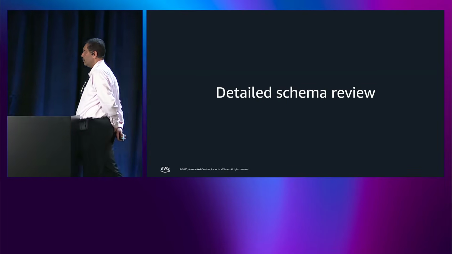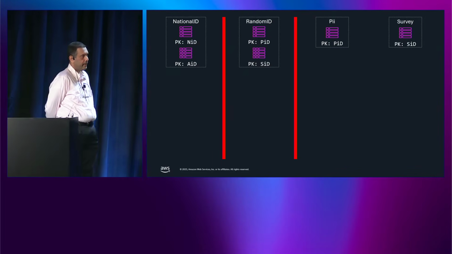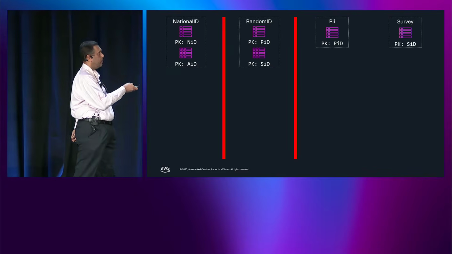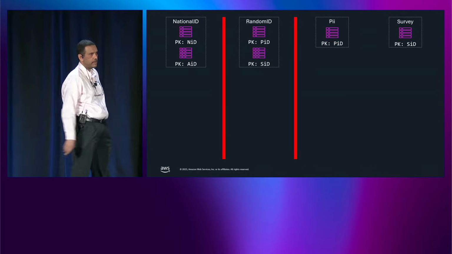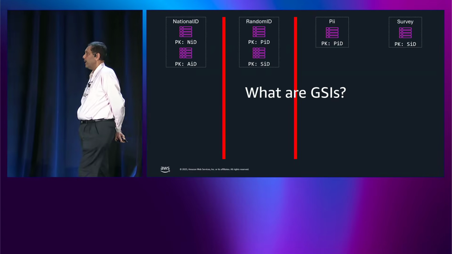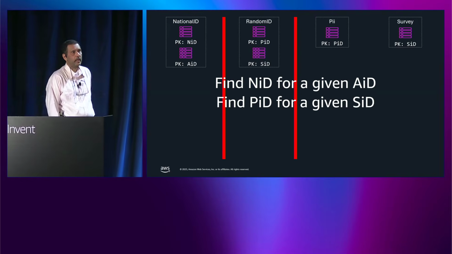So we went one step further. We asked them, tell us about your schema and so on. Okay, so we get a little bit more detail. The national ID table and the random ID table also have GSIs. GSIs are global secondary indexes. And the basic idea of a GSI is it gives you another access pattern.